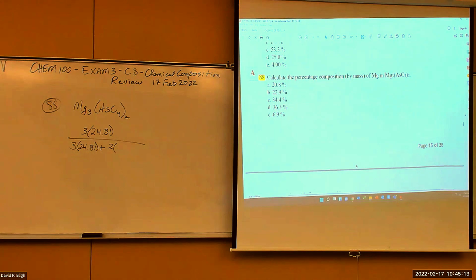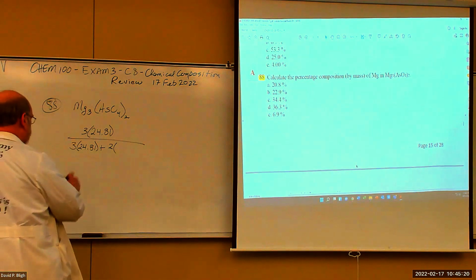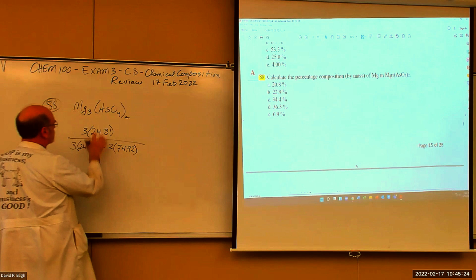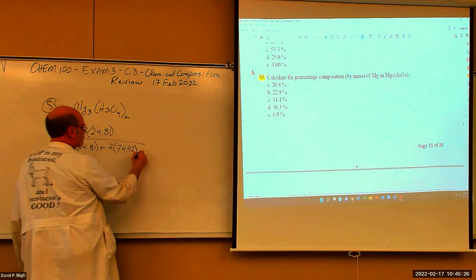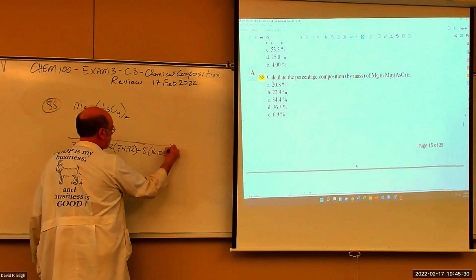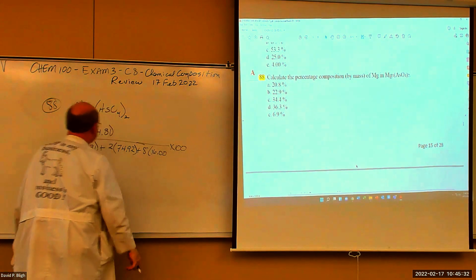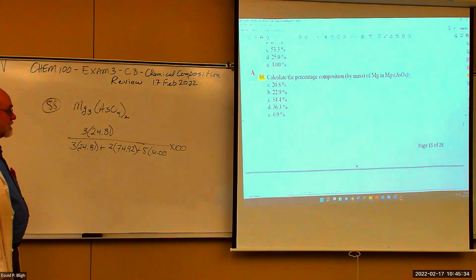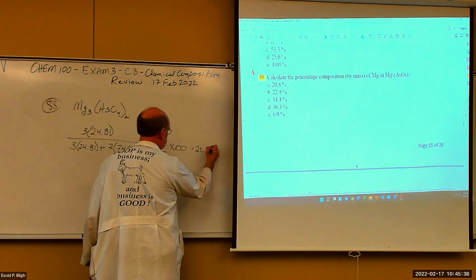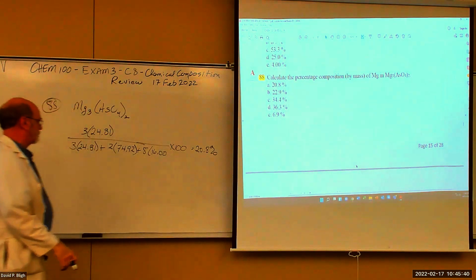And then 2 arsenics. Arsenic, I think arsenic is in the nitrogens. Yeah, 74.92. And then 8 oxygens. 900. And that should be 20.8% magnesium.